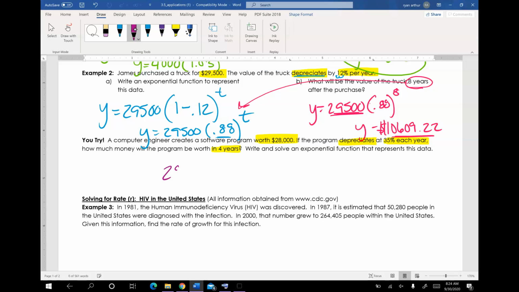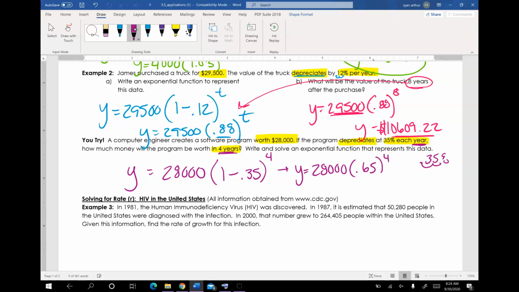So 28,000 is going to be my P. I'm depreciating, so it's 1 minus. My rate is 35%. We're going to move that decimal 2 places, so now it's 0.35. My time is in years, so where's my years? It's 4. And I'm missing my y. So we're going to plug this in. You can simplify it if you want to. And we'd have y equals 28,000 times, 1 minus 0.35 is going to be 0.65 to the 4.